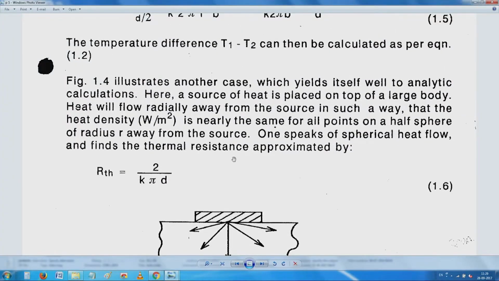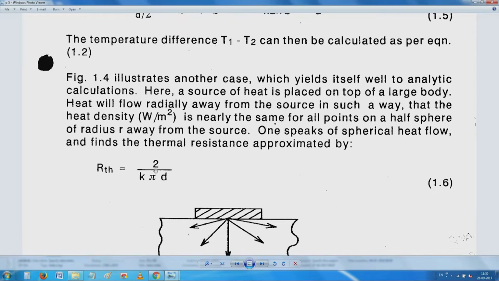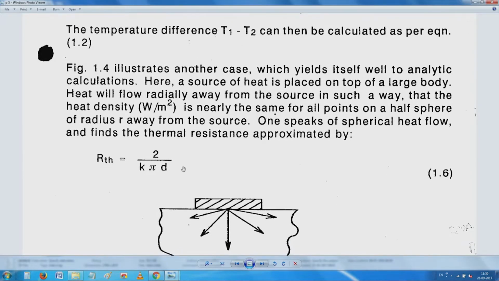A source of heat is placed on top of a large body; heat will flow radially away, so that the heat density is nearly the same for all points in a half sphere of a given radius away from the source, so that uniformly, at the same rate, it is going. So, we have a spherical heat flow where they have already approximated and given this. Two or three things can happen. The temperature gradient may change, and there may be other losses directly at various points.